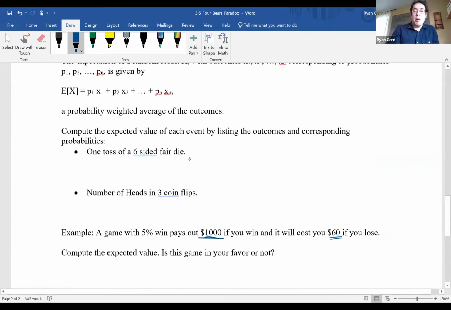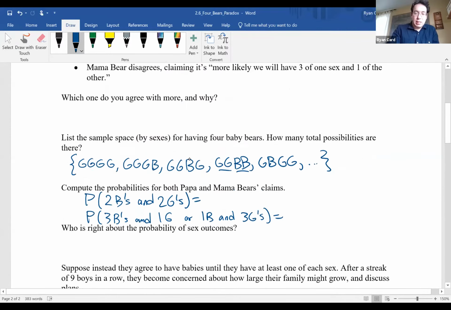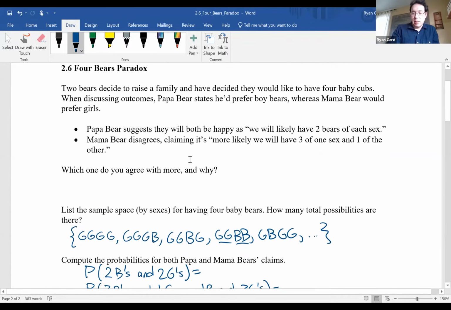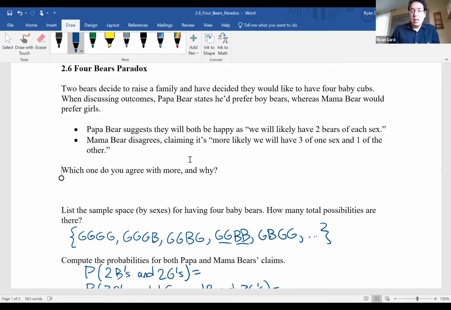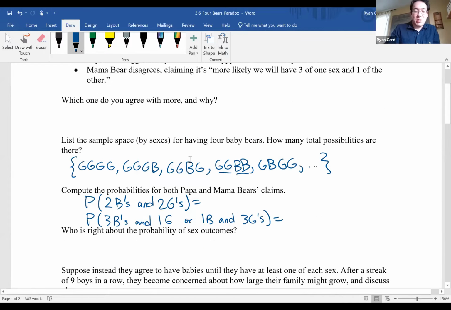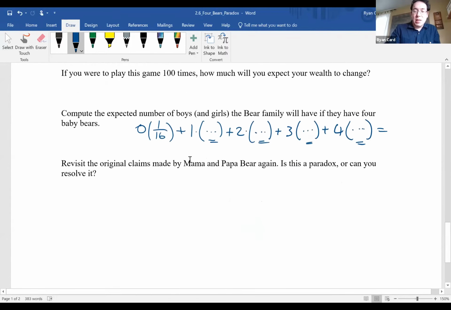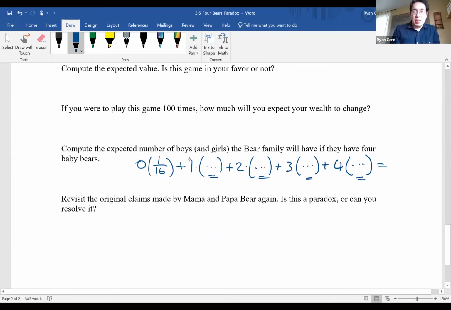If you're looking at the probability of which is more likely, do you get 2 and 2 or an uneven 3 and 1, one of the parent bears is correct. If you look at the long run average of how many baby bears you expect to get, then the other parent is correct. And I'll leave it up to you to work out which parent bear is correct in which situation. But yeah, that's it for this worksheet.